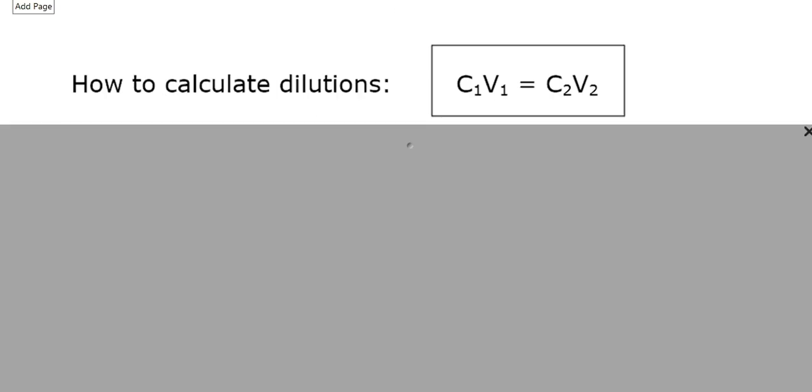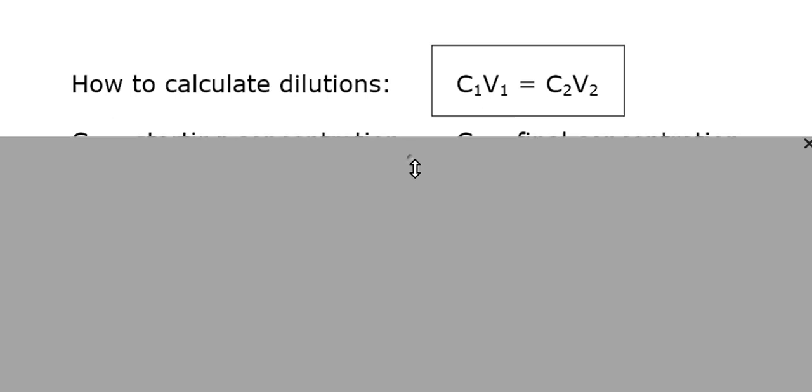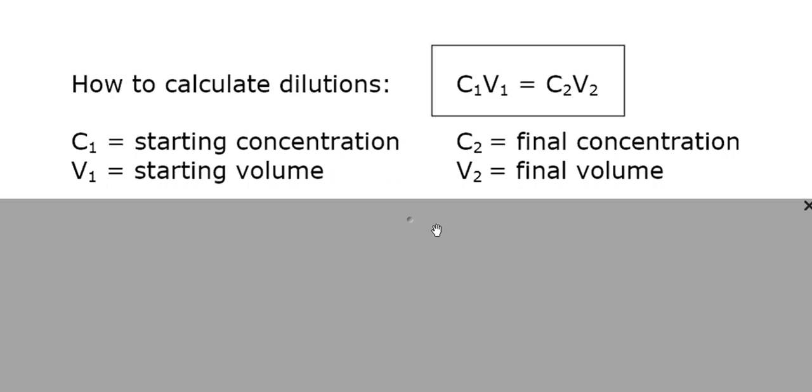So how can you calculate dilution? This is a very easy formula that you can use. The C is for concentration and V is for volume. So the formula is C1V1 is equal to C2V2. Your starting concentration times your starting volume will be equal to your final concentration times your final volume.